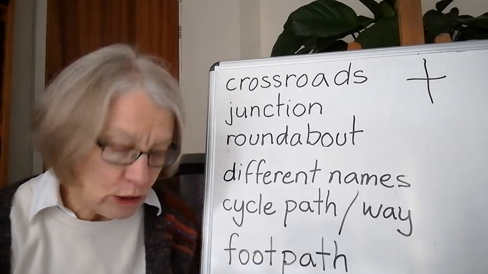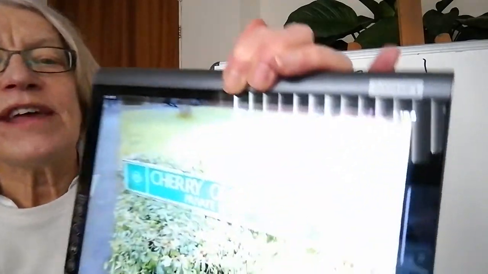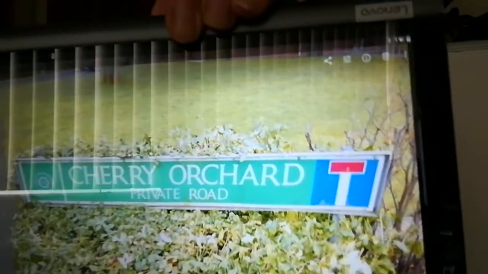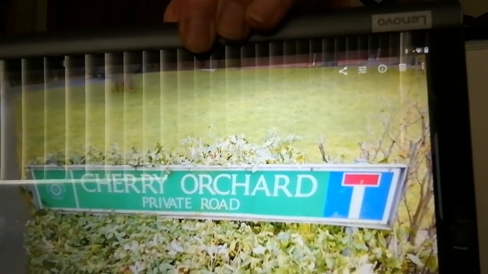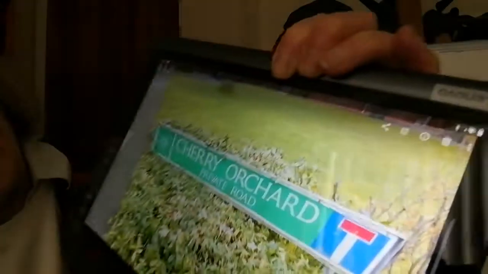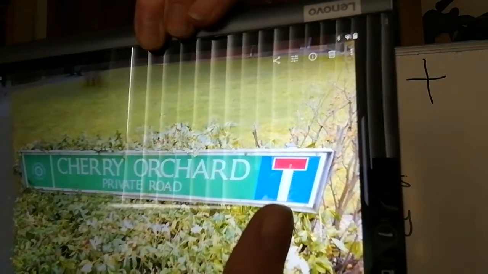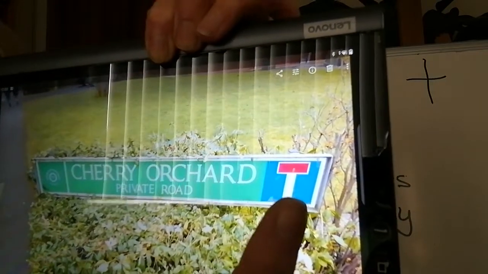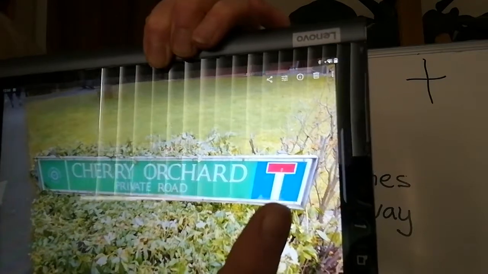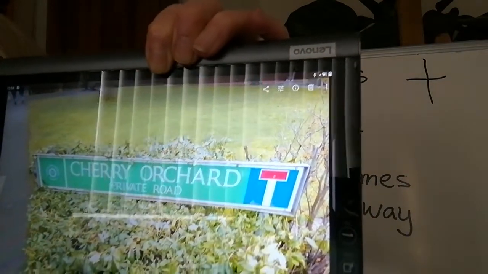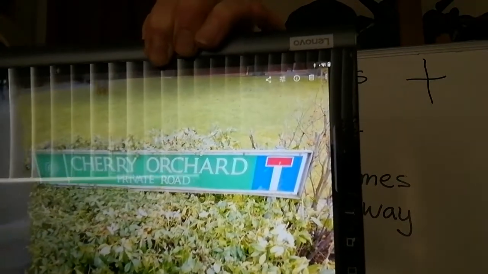What you might also see is something that looks like this, because this road is called Cherry Orchard. And at the side of that road sign, there is something that looks like a T. And that means that that road is a cul-de-sac. You cannot get out at the bottom. So that sign means it's a cul-de-sac.